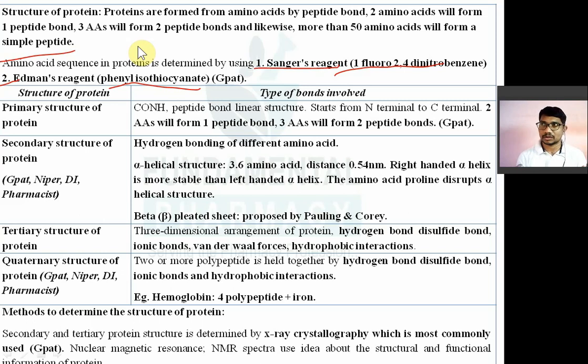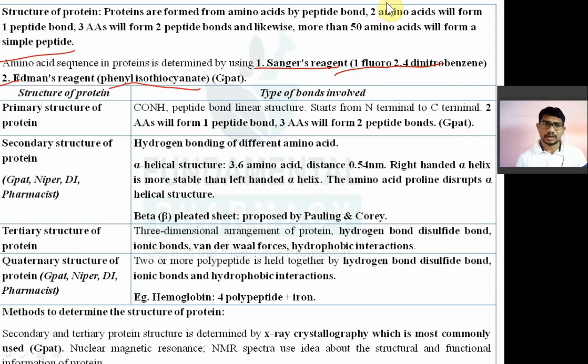See, I'm not teaching you for your semester exam. So I will not go into the detail of what the procedure of Sanger's reagent is, or what the procedure of Edman's reagent is, how you can determine the sequence of amino acids. I'm not going to teach you that. Simply, I'm just going to tell you the points which are important for the GPAT exam, NIPER exam, government pharmacist exam, and other exams. So we have to remember what is Sanger's reagent. It is 1-fluoro-2,4-dinitrobenzene. What is Edman's reagent? It is phenyl isothiocyanate.